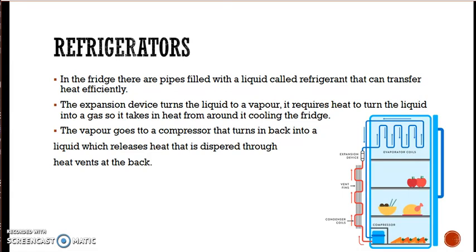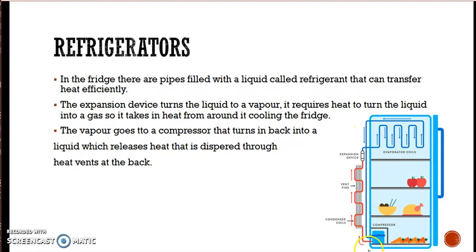Refrigerators. In the fridge, there are pipes filled with liquids called refrigerant that can transfer heat efficiently. The expansion device is right there next to the fridge. It turns the liquid into vapor. It requires heat to turn the liquid into gas, so it takes in heat from around it, cooling the fridge. So it uses pressure, I think. It decreases the pressure, therefore it turns into a vapor. But then you need heat to turn liquid into vapor. So it absorbs heat from around inside the refrigerator, cooling it down.